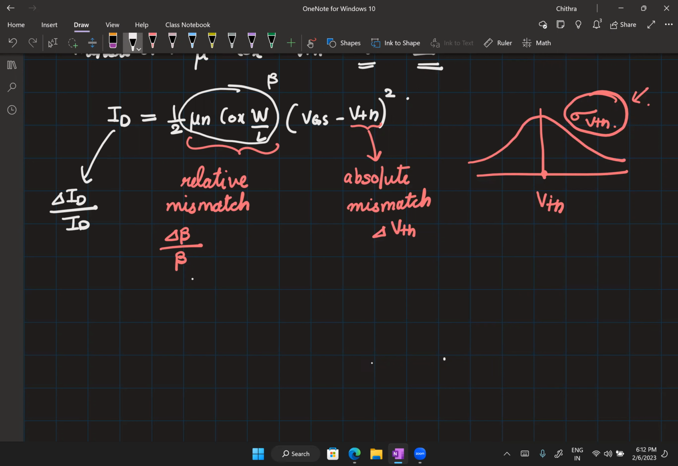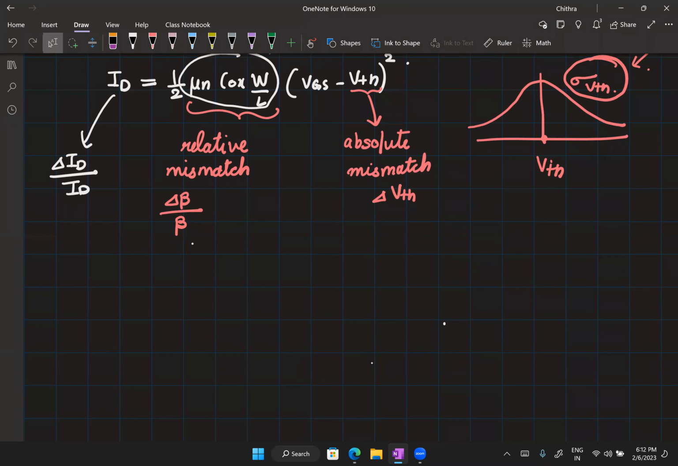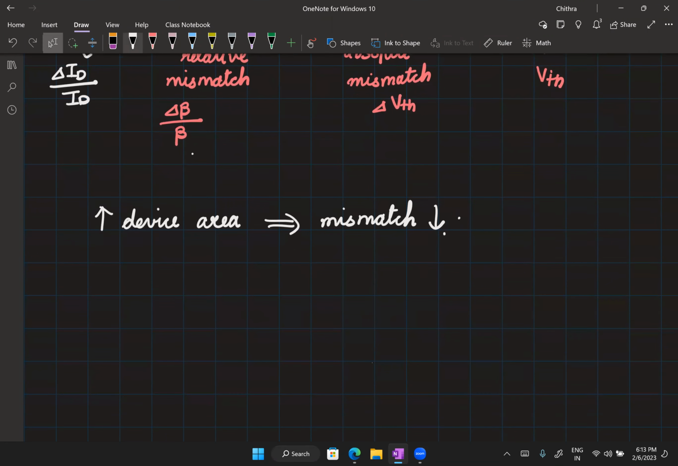So that is why we deal with VTH in terms of the absolute value and beta in terms of the relative mismatch. Okay. So the general rule of thumb is that if you increase your device area, the mismatch is going to reduce. Okay. Now I'm going to give you a small flavor as to why this is true. We will not get into the detailed calculations, but let me show you that with a small example with respect to W as well as length.